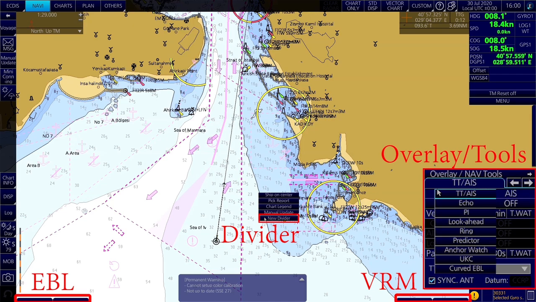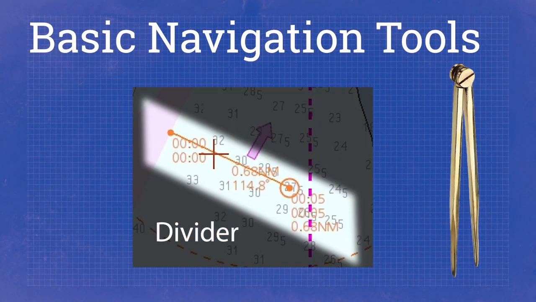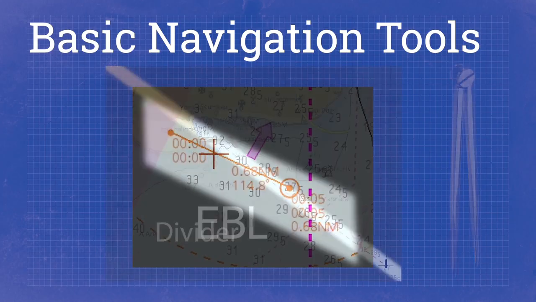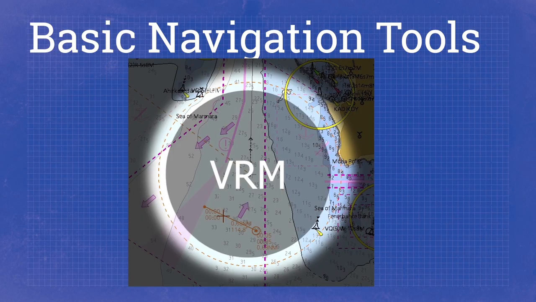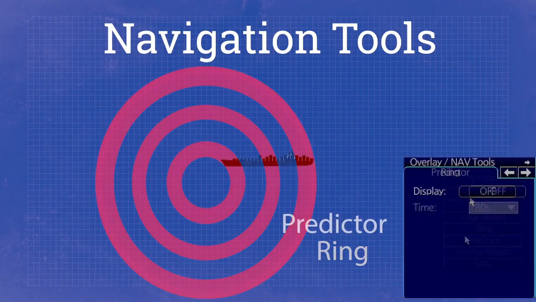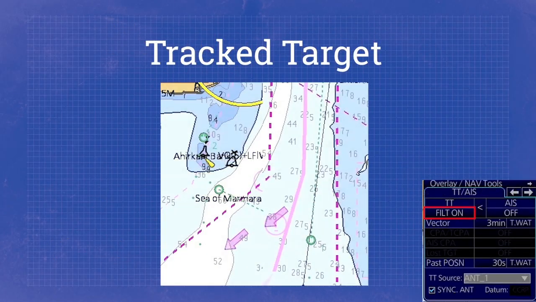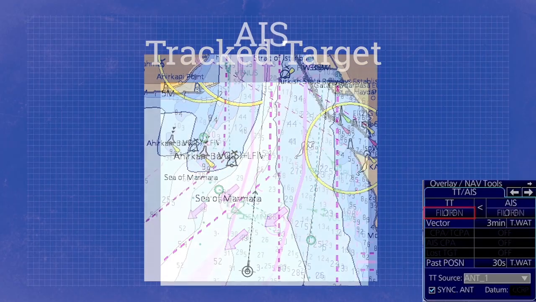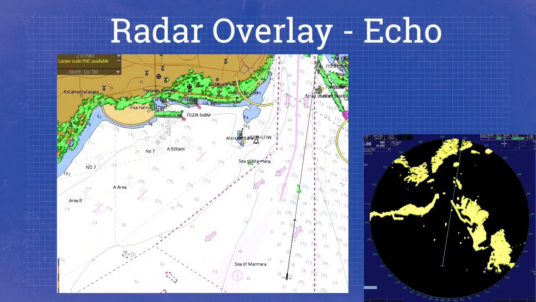The navigation tools, available in the ECDIS, are there to assist you for a safer voyage. We will begin with the basic navigation tools: Divider, EBL (electronic bearing line), VRM (variable range marker). Then, we will continue with the ring, the predictor, and the curved EBL. We will cover tracked target and AIS display overlay before turning to the full radar overlay.